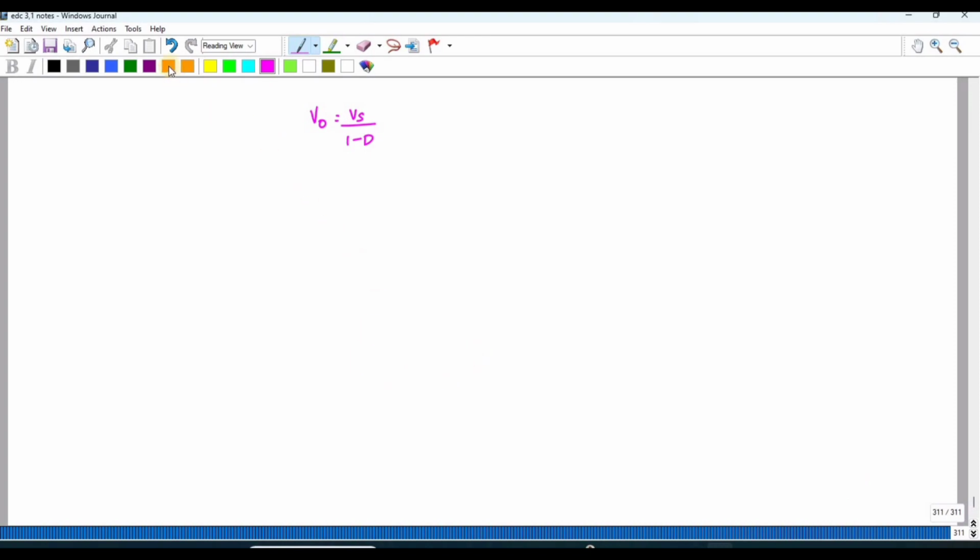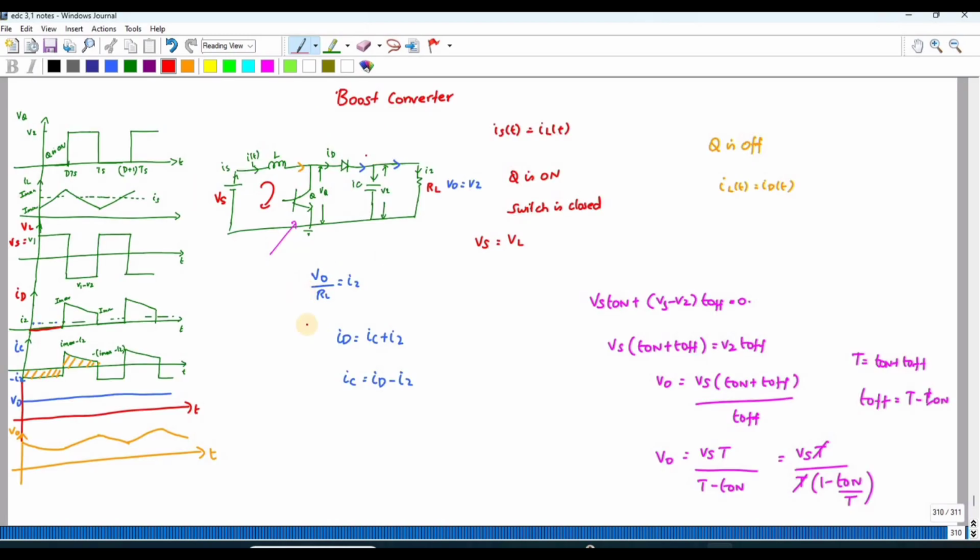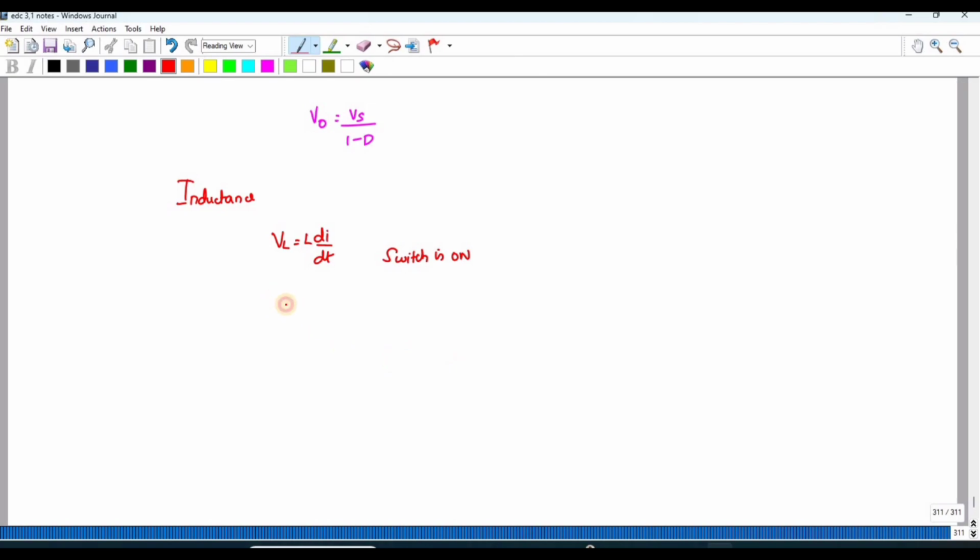So next I need to find the value of inductance. We know that VL is equal to L di by dt. So when switch is on, there is this Vs. So Vs is equal to L del I divided by T on. So what is T on? T on is equal to L del I divided by Vs.